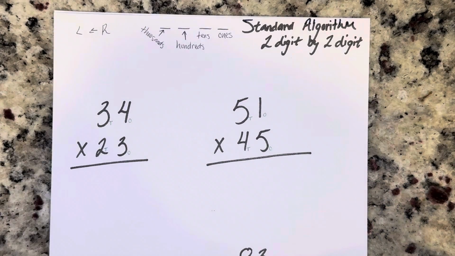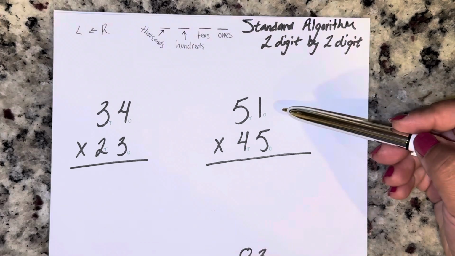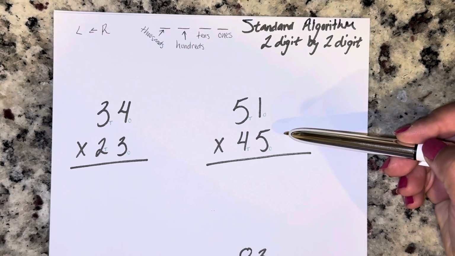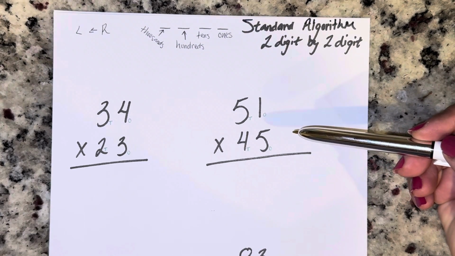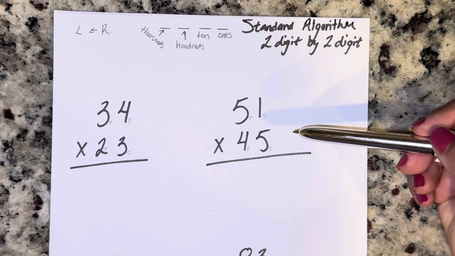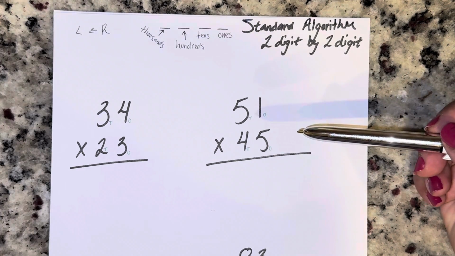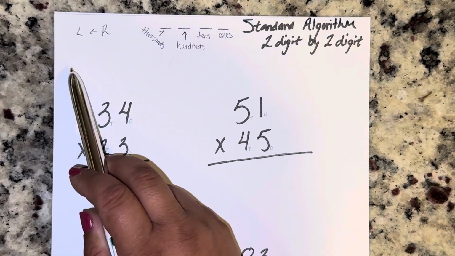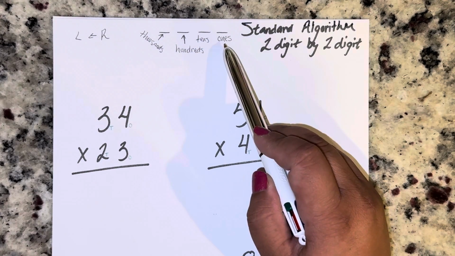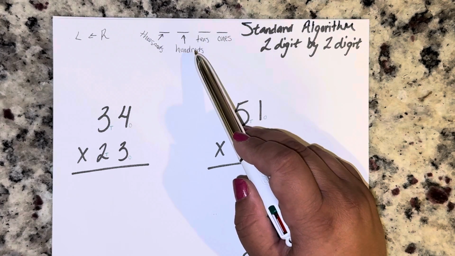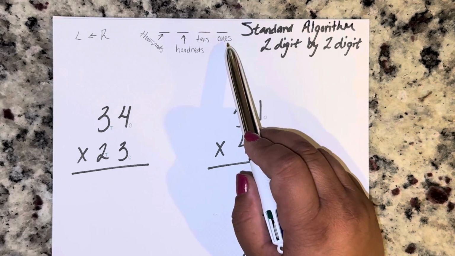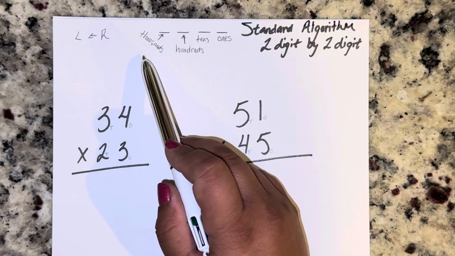We're going to multiply using the standard algorithm, 2-digit by 2-digit, meaning we have 2 digits on the top and 2 digits on the bottom. With multiplication, it's important to understand the places that we have. We are always going to multiply right to left, meaning we start at the ones position, then we go to the tens, the hundreds, and so on and so forth. So we start at the ones and go leftward.